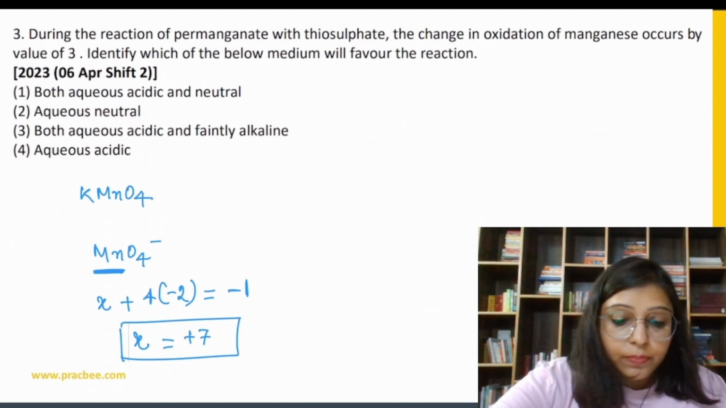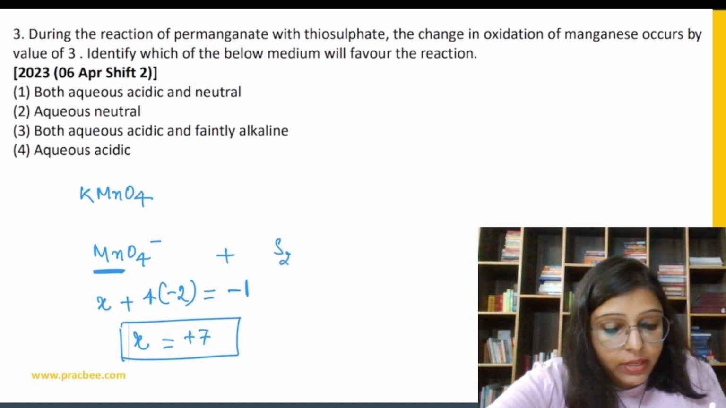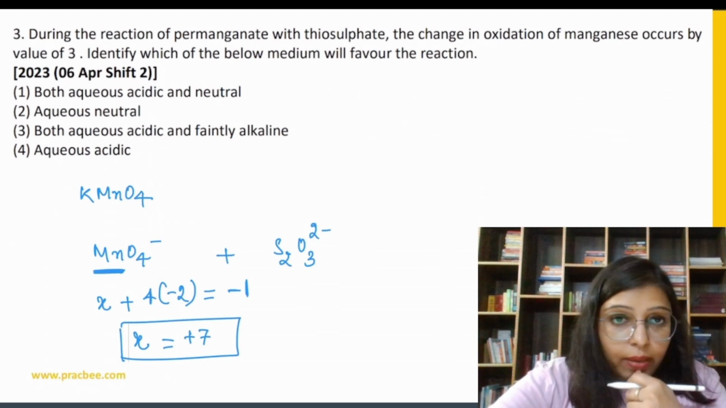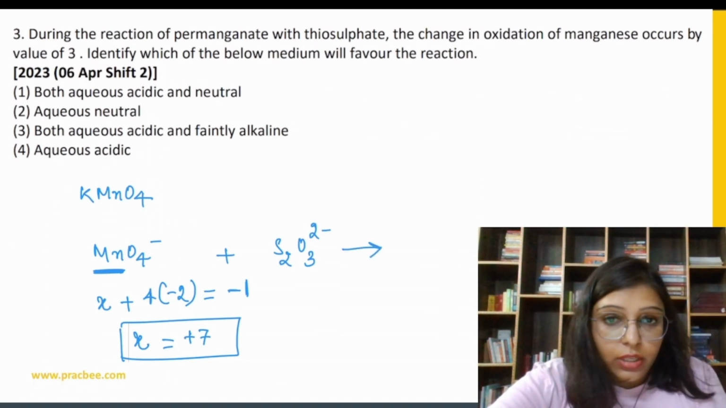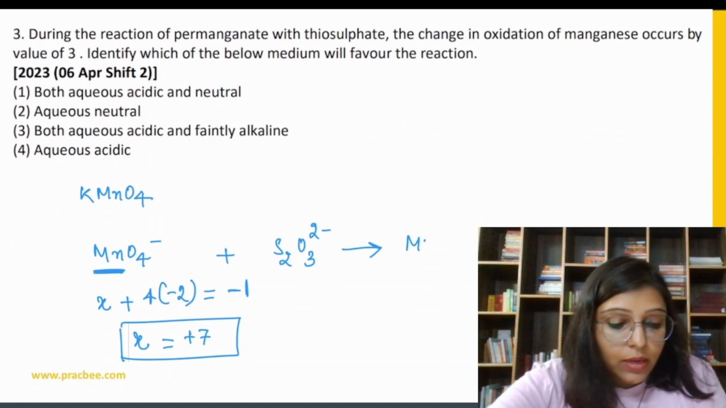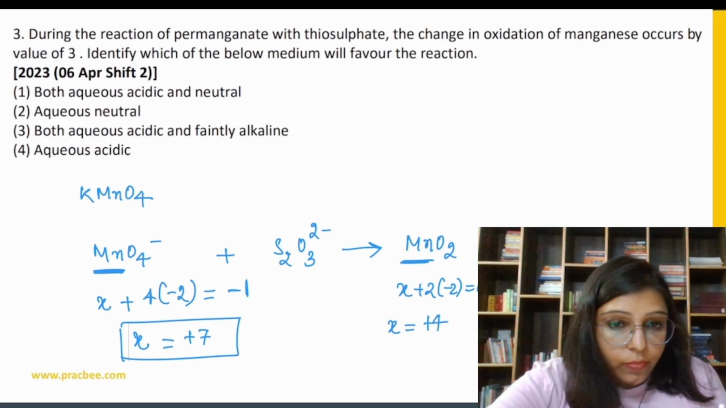Our question says, we are going to react this permanganate with thiosulfate, S2O3 2 minus, which is also known as hypo solution, sodium thiosulfate. So the change in oxidation state of manganese occurs by a value of 3. If it occurs by a value of 3, it means MnO4 minus is converted to MnO2, because in MnO2 the oxidation state is: X plus 2 times minus 2 is equal to 0, where we can find the value of X as +4.